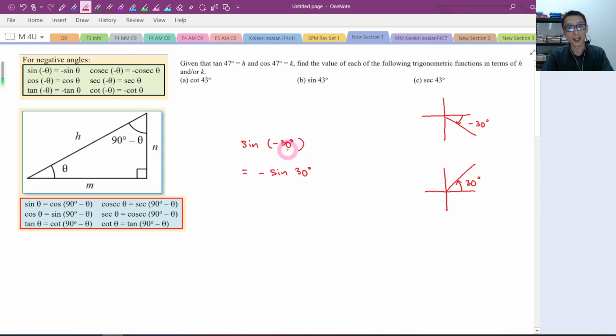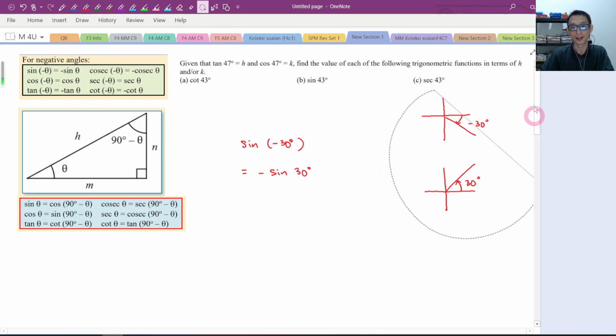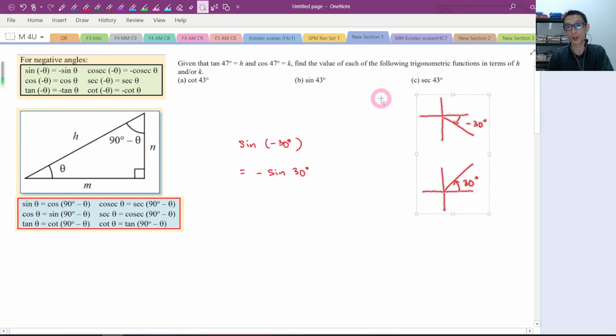These rules apply for all except those which involve cosine. Cosine negative theta is equal to cosine theta. We do not add a negative sign in front of it. Secant is also the same, because secant is 1 over cosine, therefore it will follow the rules for cosine, which means we just ignore the negative sign and change the angle to a positive angle. Now let me give you a few more examples so that you understand better how we use these rules to help us solve the question to get the trigonometric ratio of a negative angle.